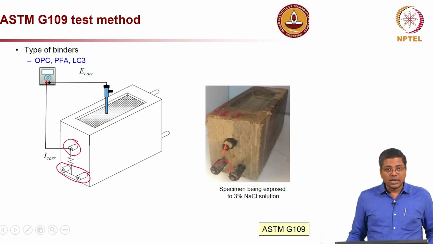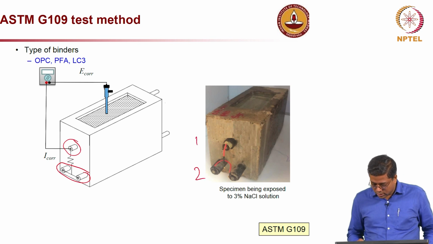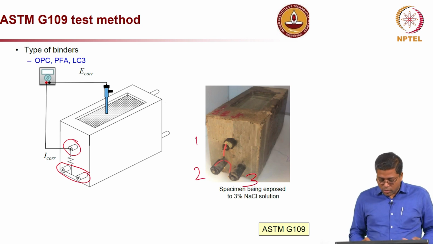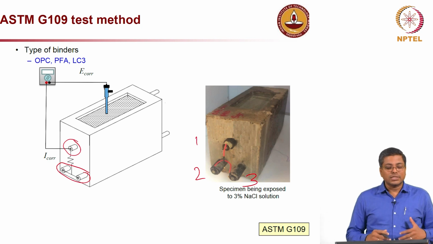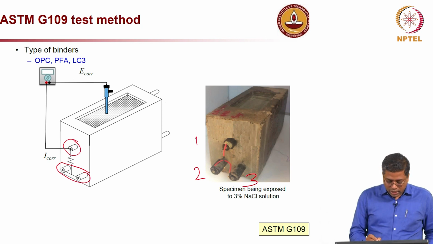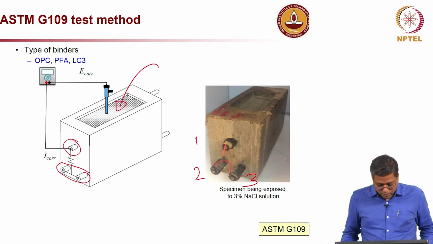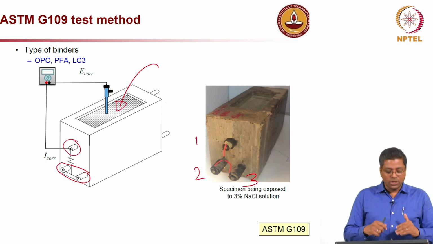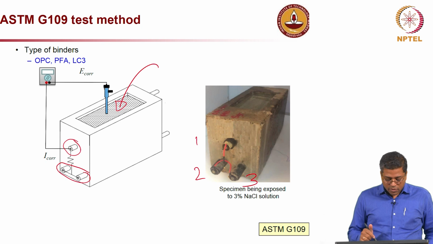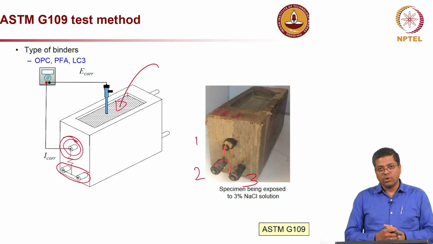So, you can see 3 rebars on the specimen, 1, 2 and 3. The 2 and 3 are connected together, and the top rebar is the one which is expected to corrode, and here is the reservoir where you will place the chloride solution. The chloride solution penetrates into the concrete and reaches the first rebar, this top rebar, and that rebar will start corroding.